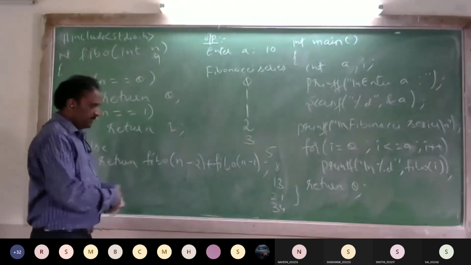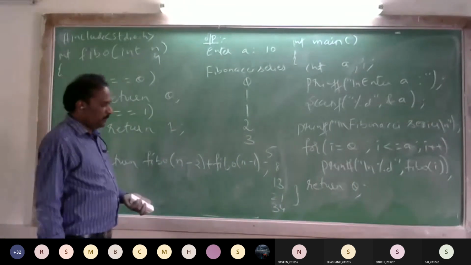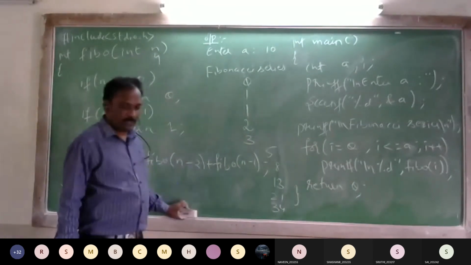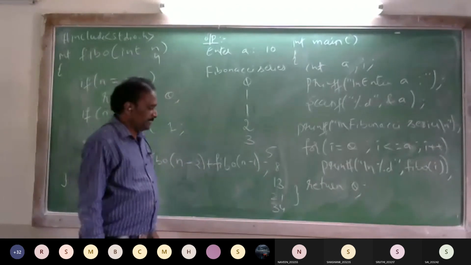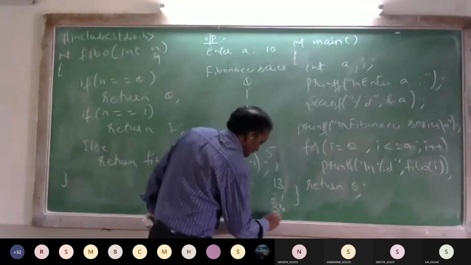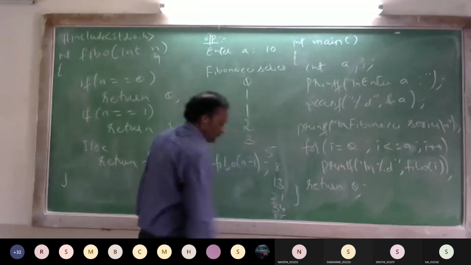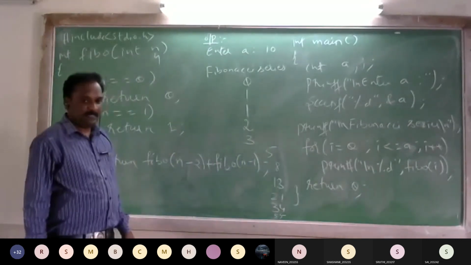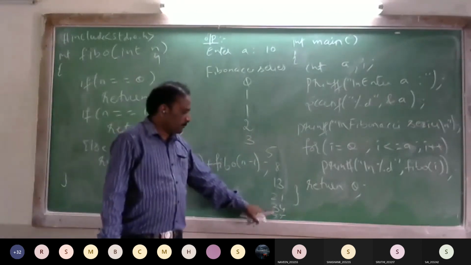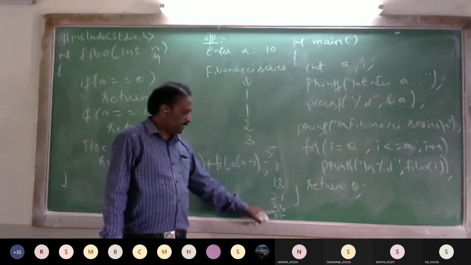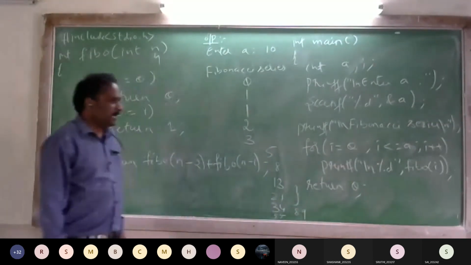That is 34. I plus plus, Fibo of 9 is 55. I plus plus, Fibo of 10. Fibo of 10 is nothing but Fibo of 8 plus Fibo of 9, which is 89. So these are the values as I plus plus.